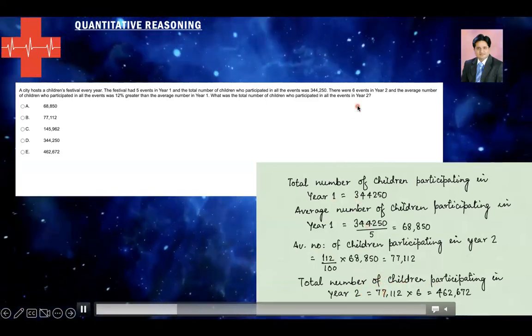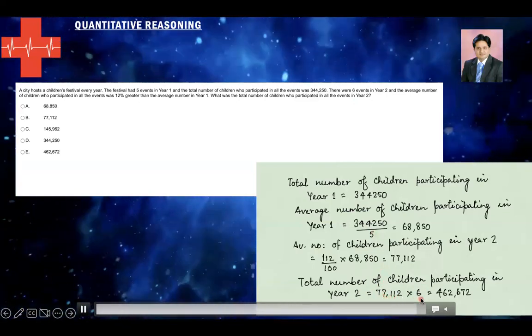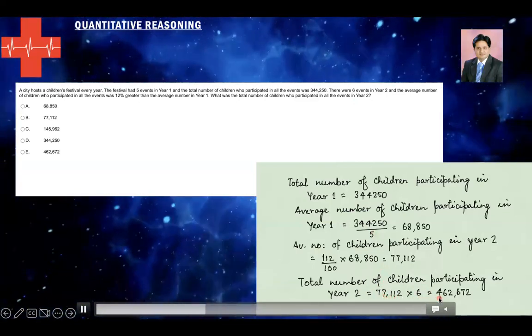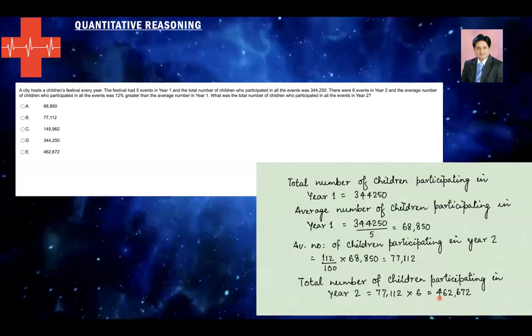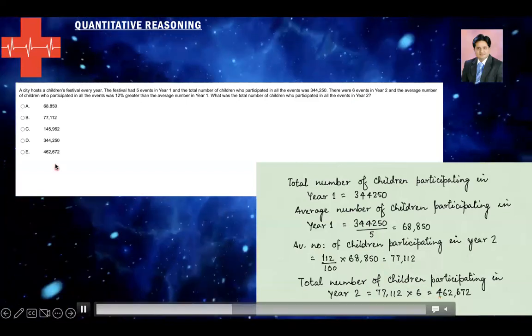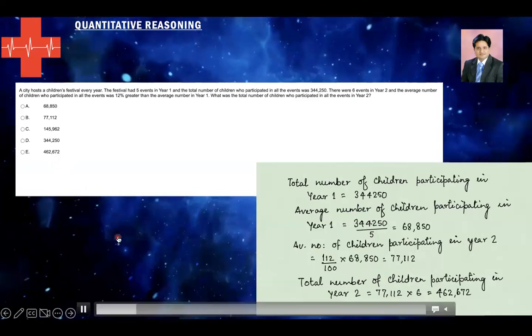So the total would be, there are 6 events, so 77,112 multiplied by 6. That gives you 462,672. So that's the answer, 462,672.